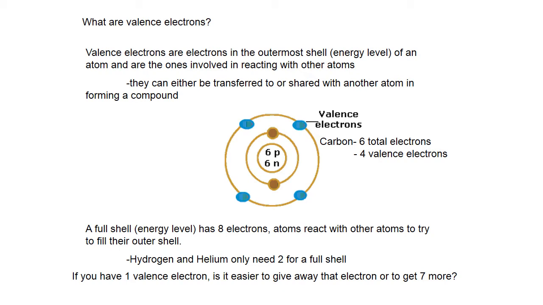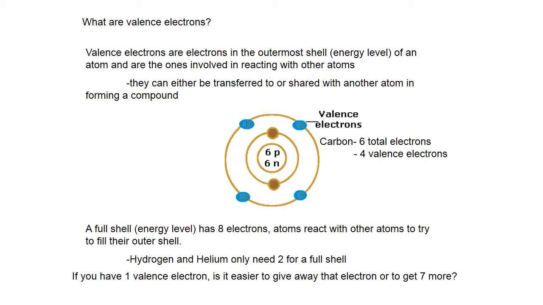Elements in groups 1 and 2, with 1 or 2 valence electrons, are usually seeking to give away their extra valence electrons. Those with 6 or 7, like the elements in groups 16 and 17, prefer to take electrons from other atoms, and those with 3, 4, or 5, like the elements in groups 13, 14, and 15, are usually content to share their valence electrons.